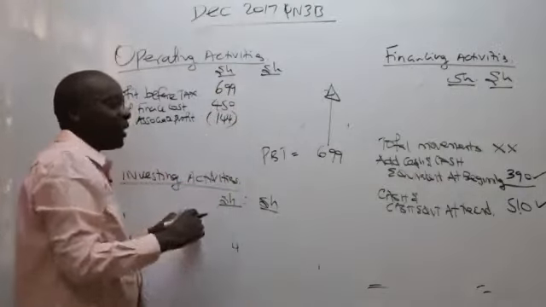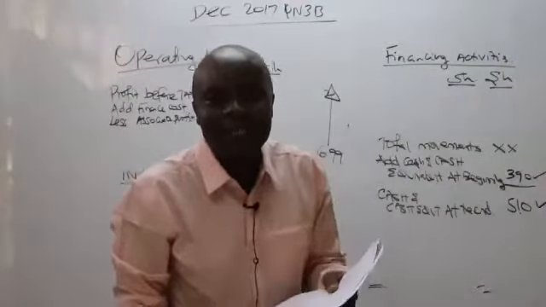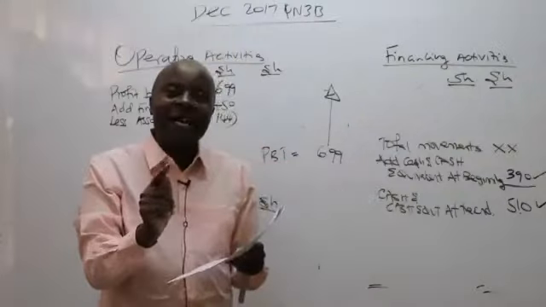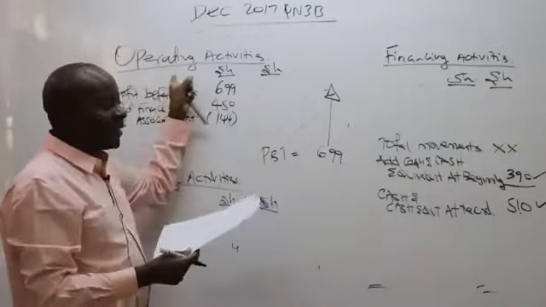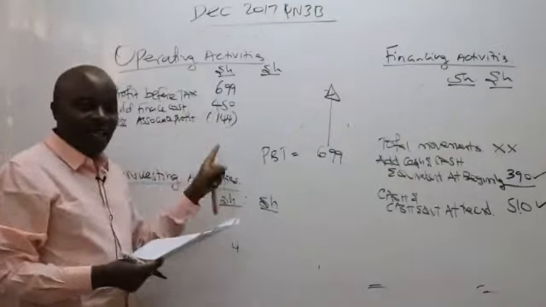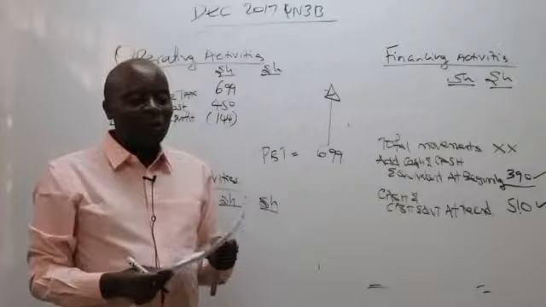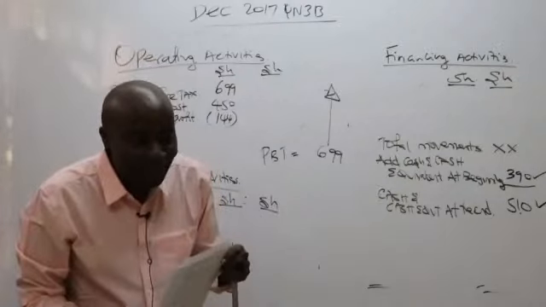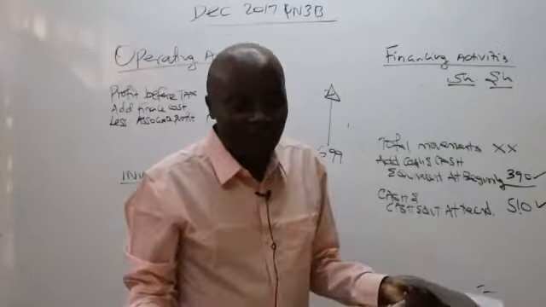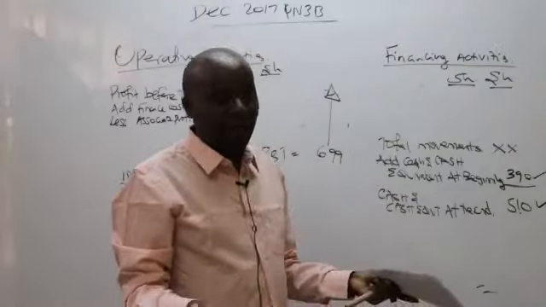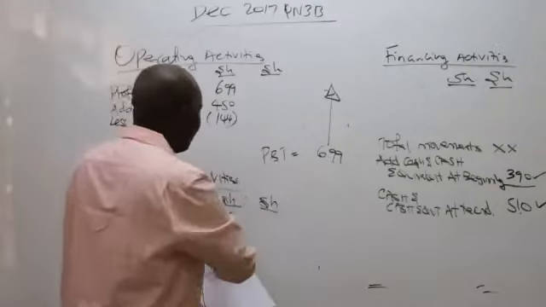Now, can someone tell me this afternoon why I am subtracting this associate's profit? It's because of misplacement. The income has been recognized under operating activity, and yet it's supposed to be accounted for under investing. We have invested in an associate. So this will go later into the computation of investing activity.